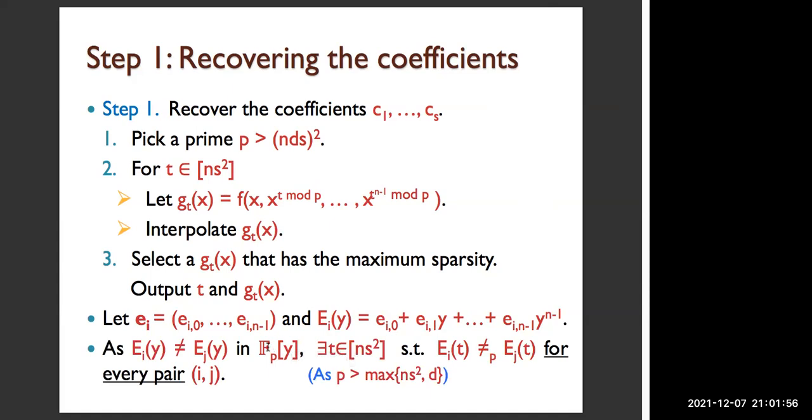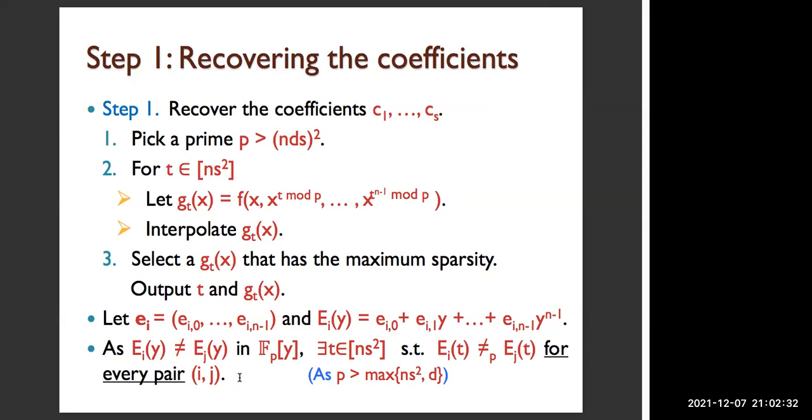Now, notice one thing: the exponent vectors are different. Right? So if they're different, then these univariate polynomials are also different from each other, right? And especially in F_p, they're different. Why are they different in F_p? Because I have chosen a p which is sufficiently large. In particular, p is larger than both n squared as well as d. Because it is larger than d, it is larger than each of these e_ij's, and hence the univariate polynomials mod p are also different, right?